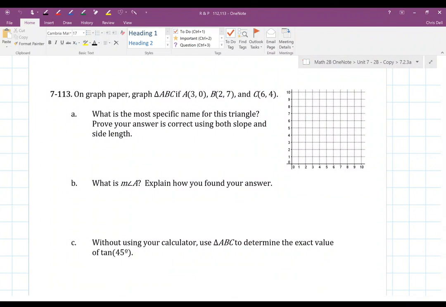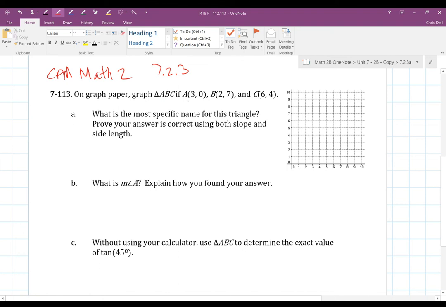We are looking at a problem that has us do some graphing and talking about the shape and finding some information around this shape. So we're looking at a problem that is coming from CPM's Math 2, Integrated Math 2, and this is from section 7.2.3, number 7-113. So it says on graph paper, graph triangle ABC.